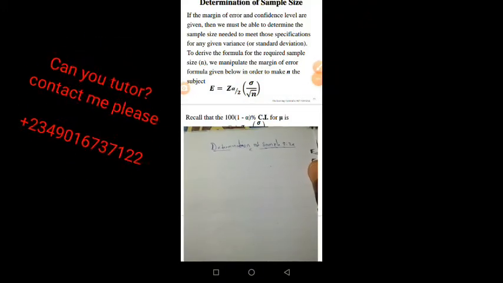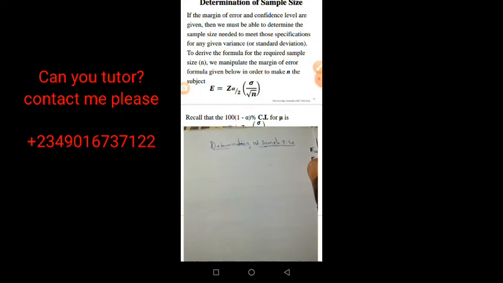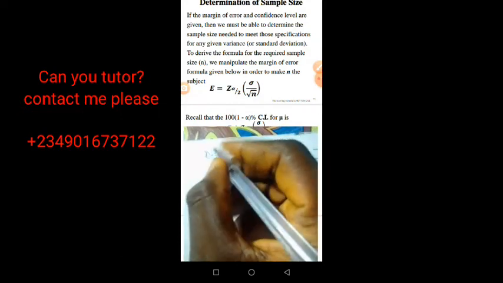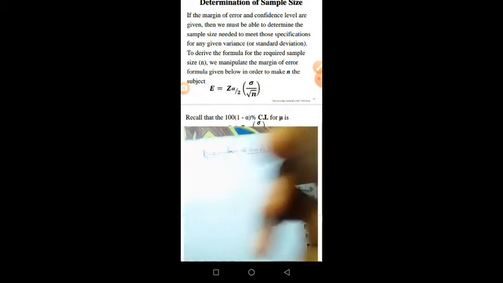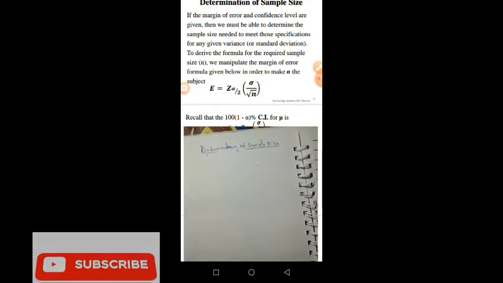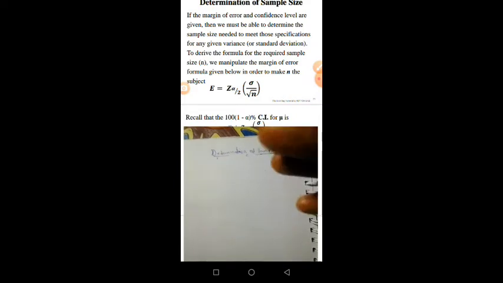Okay, today we'll be dealing with determination of sample size. Now what does it mean? To determine a sample size. In case we're not given a sample size in our question and they ask us to find the sample size, that's what we call determination of sample size.